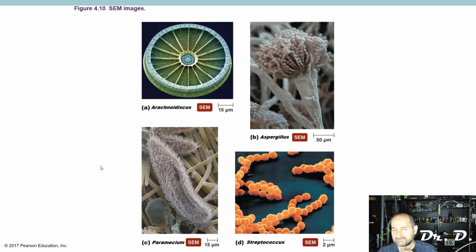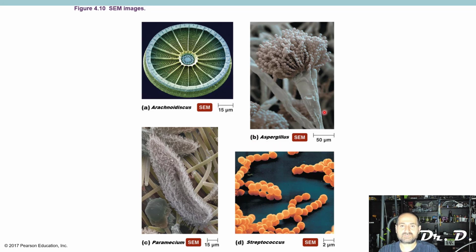Now you might be wondering, but Dr. D, why are these colored? I thought you said electron microscopes don't have color. Why are these streptococcus colored orange? What is this? Arachnoidiscus. This is a very strange, discus-looking creature. Now, what is this guy?